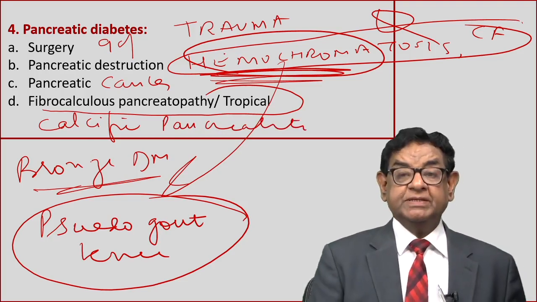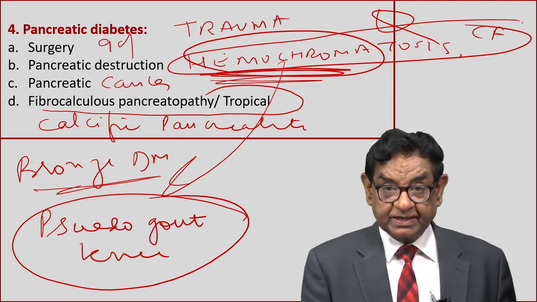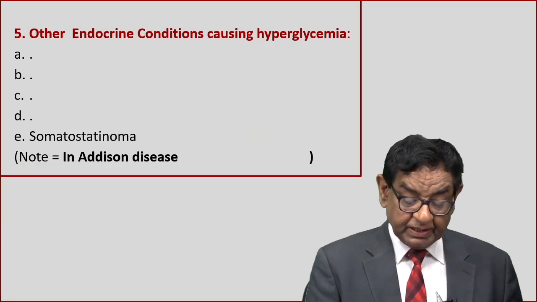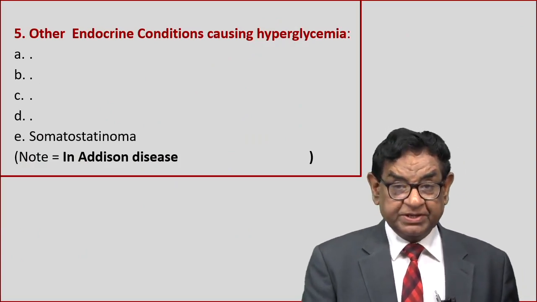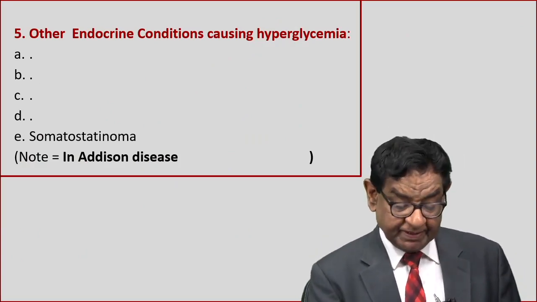They can lead to diabetes. About this I will be talking in a little more detail a little later on. Now there are certain other endocrine conditions which can lead to hyperglycemia.